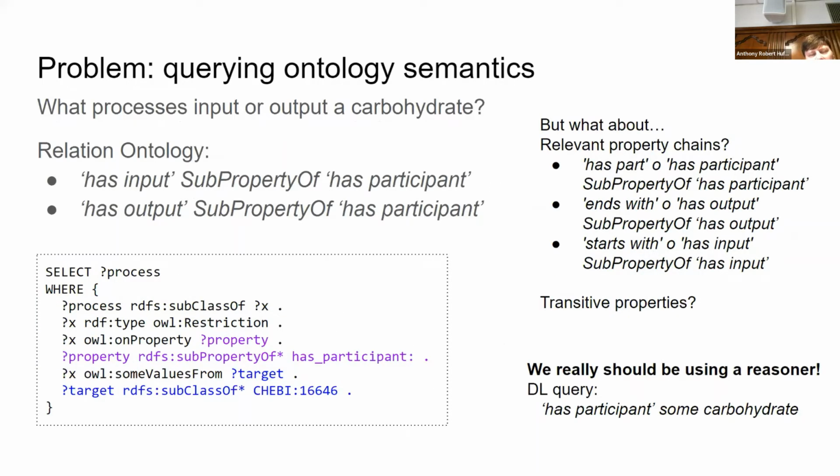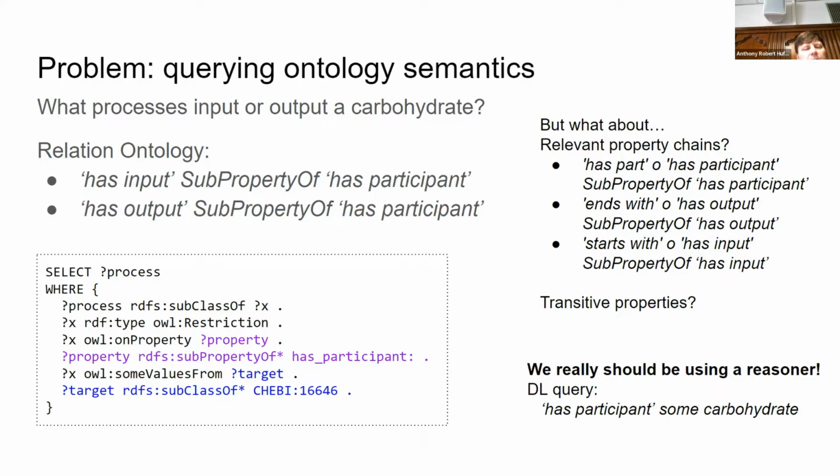That's just a structural thing, but what about the semantics? If you want to know which processes input or output a carbohydrate, you would like to know processes that work with any carbohydrate, like glucose. The relation ontology has this super property called has participant, which is entailed whenever there is has input or has output. So we could put that into our query, and maybe use the SPARQL property path to get all the sub properties of has participant and all the subclasses of ChEBI.